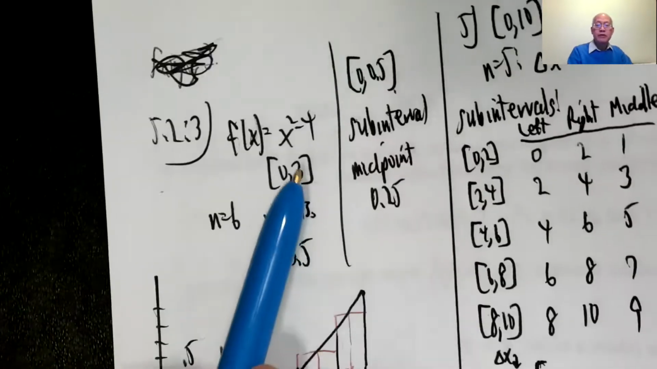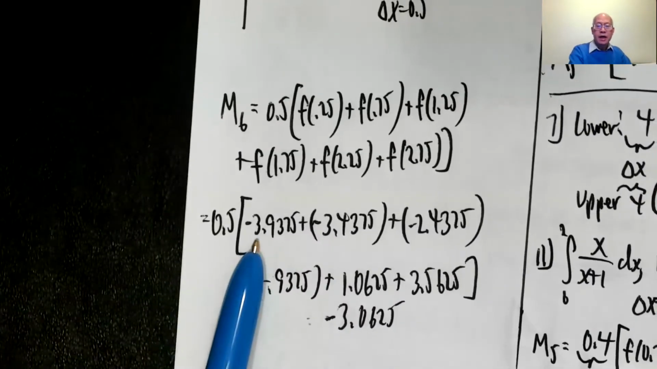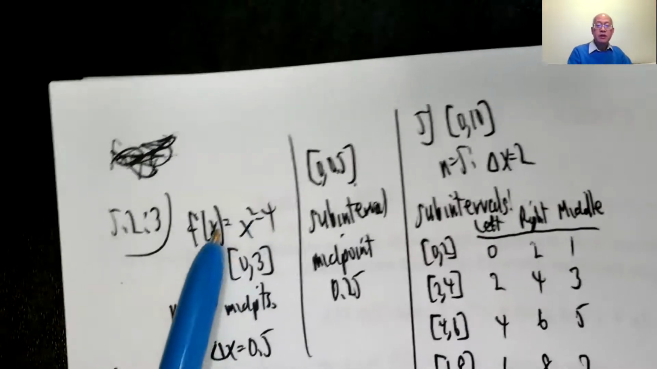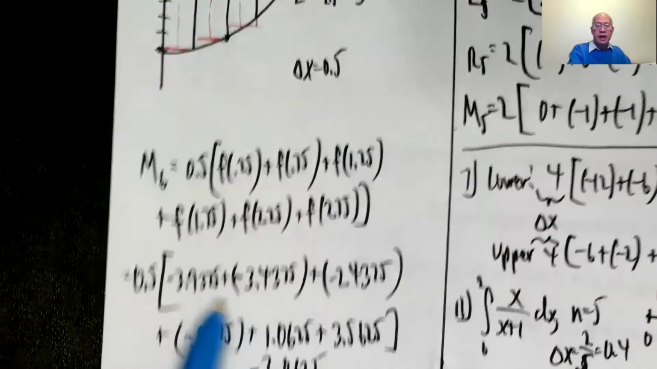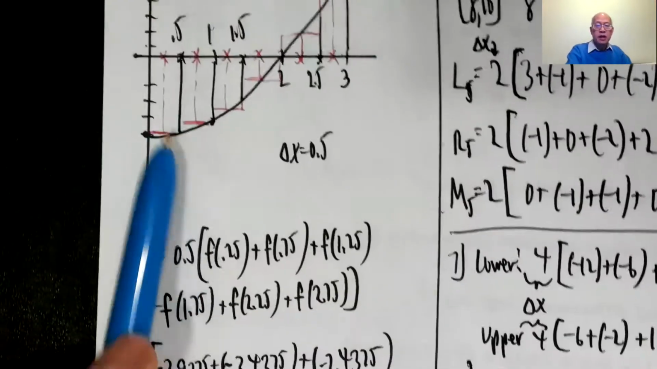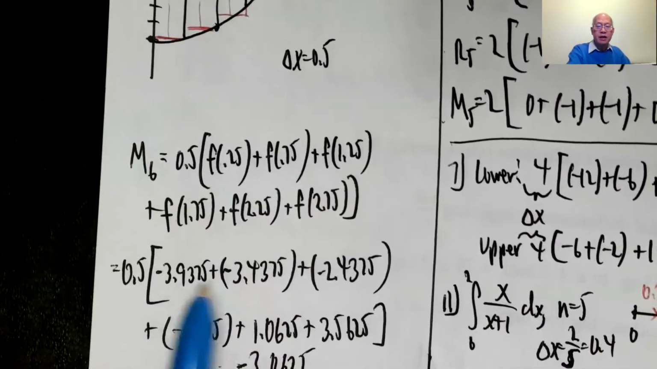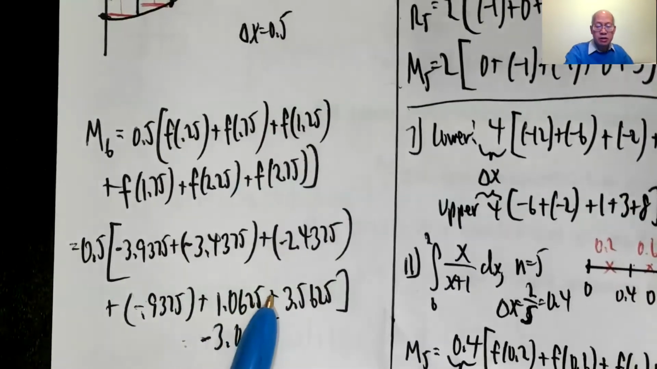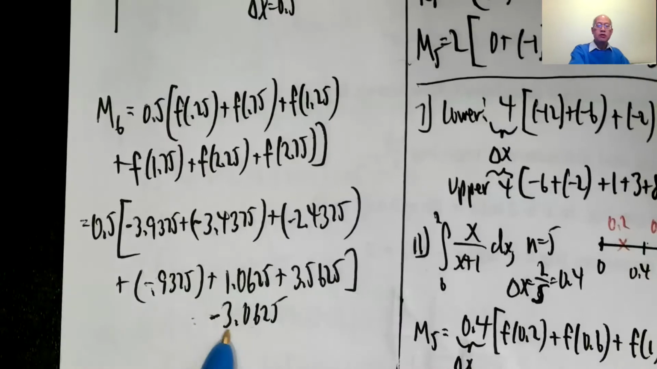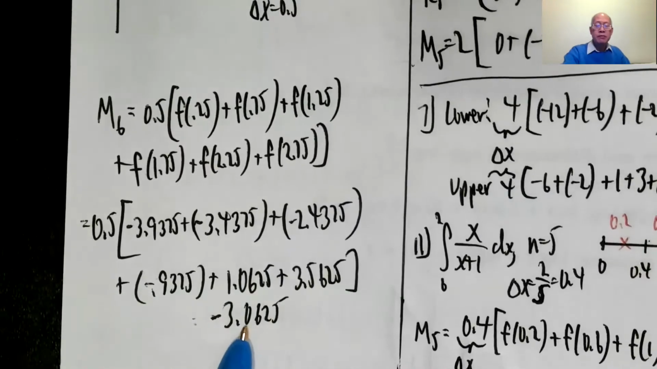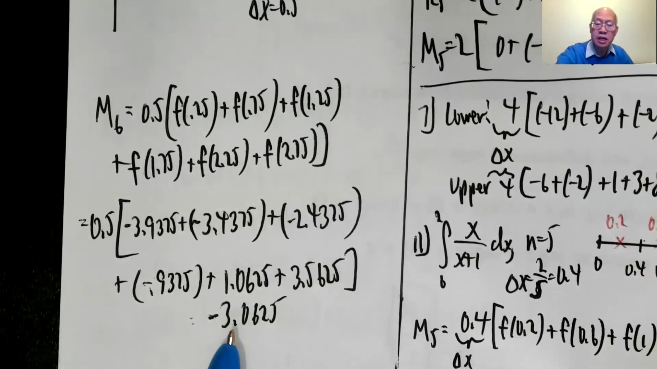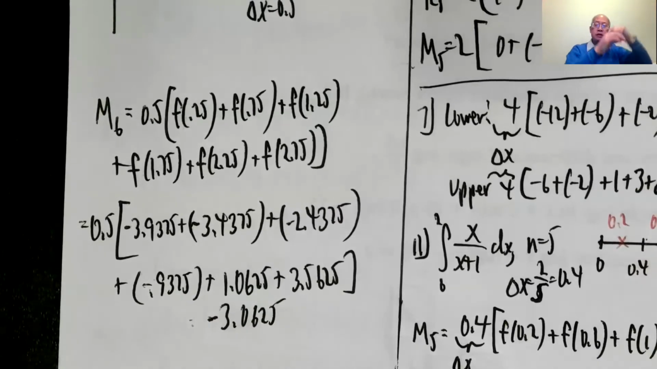So 0.25 squared minus 4 is that, and then 0.75 squared minus 4 is that, all the way down the line. So it looks like 4 of them are negative. The last 2 are evidently positive. The net result is a negative number, negative 3.0625. So the Riemann sum is sort of like giving you the signed area, where anything above the x-axis is positive, anything below the x-axis is counted as a negative.